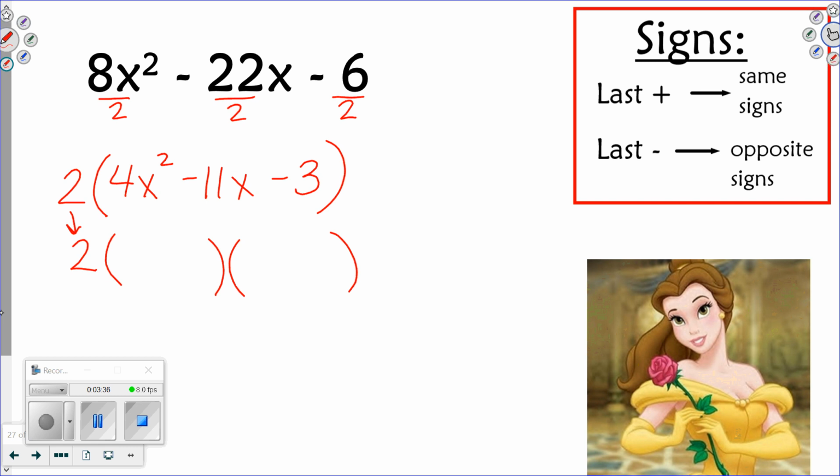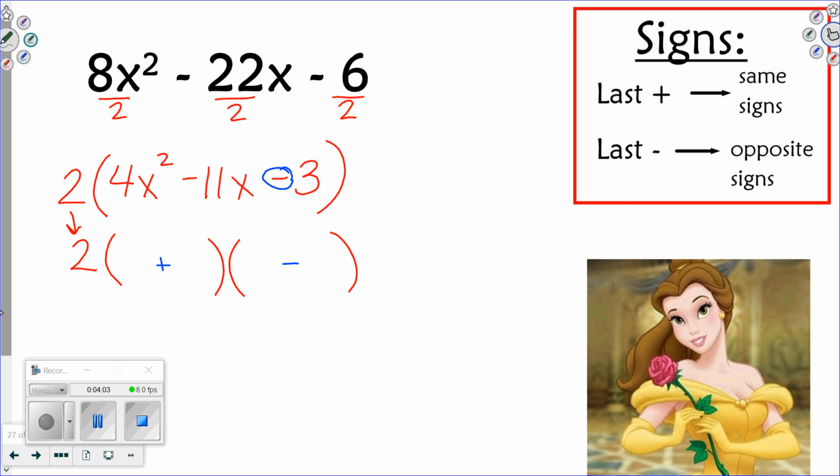Okay? So when I say you forgot your baby brother, or your mom is really mad at you, it means you forgot your GCF. That's what I'm referring to, because I like to have stupid ways to remember things. That's your baby brother, your GCF. Don't forget him. All right, let's talk about signs. My last one is negative. So what are my signs? They're opposite, meaning one's a plus, one's a minus.